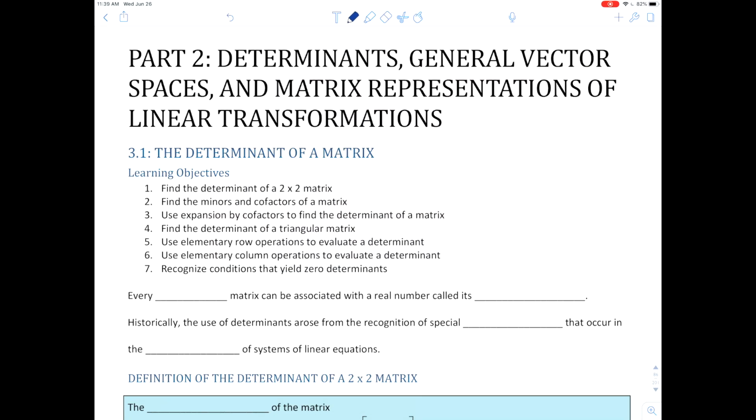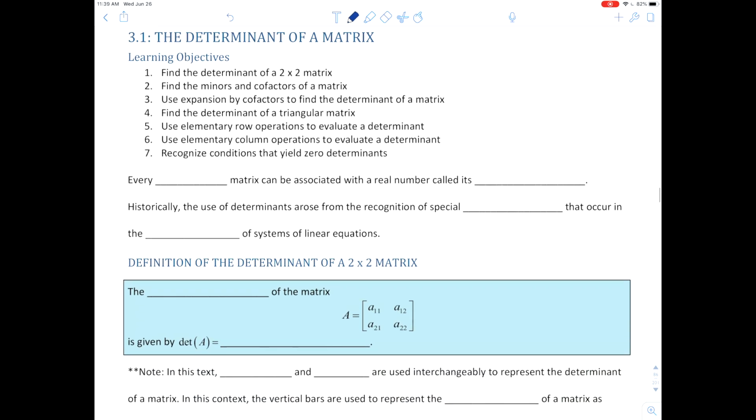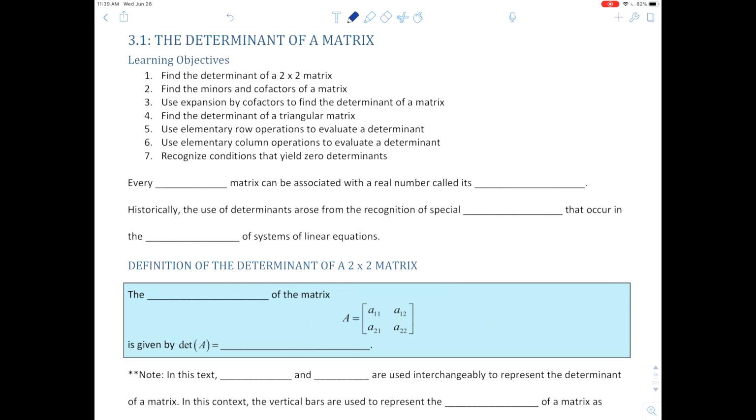Hey there, it's Shannon Myers, and we have come to the second part of our course, which focuses on determinants and general vector spaces. So we looked at vector spaces in Rn and a tiny bit of the vector space which consists of the m by n matrices. And then we'll also look at matrix representations of linear transformations, which is awesome. Okay, so let's start off with section 3.1 on the determinant of a matrix. Cool?